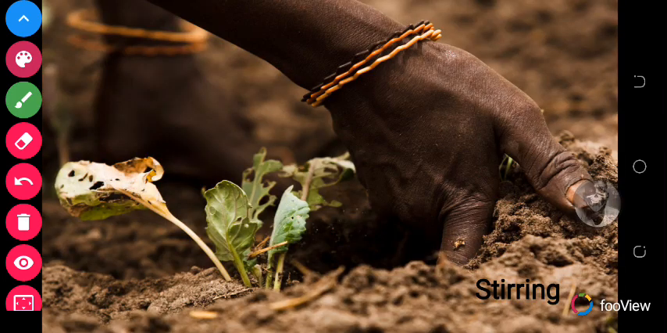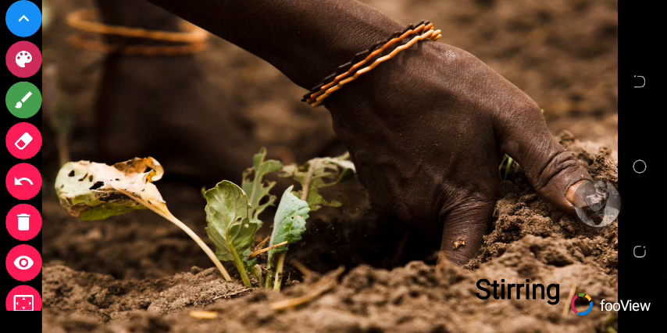Stirring of the soil. This is the practice of ensuring that enough supply of air and water enters the soil. This is done by digging up the soil using a hand fork or a foot fork or even a cutlass.